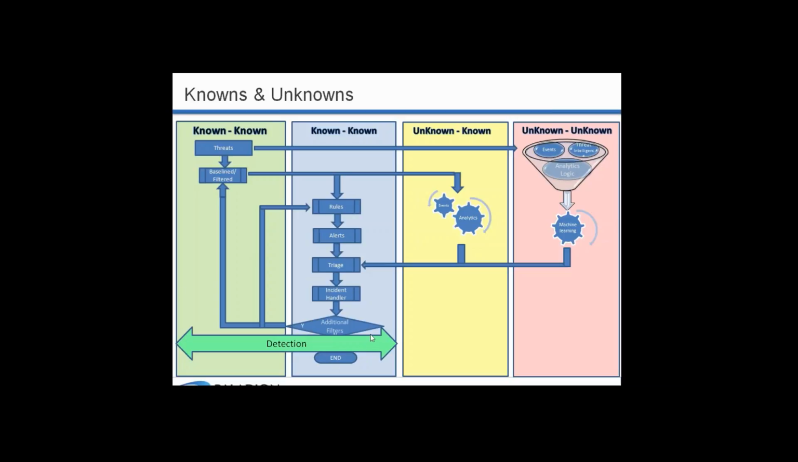So this is where we would call the detection known knowns, and this could be the unknown known or the unknown unknown areas.